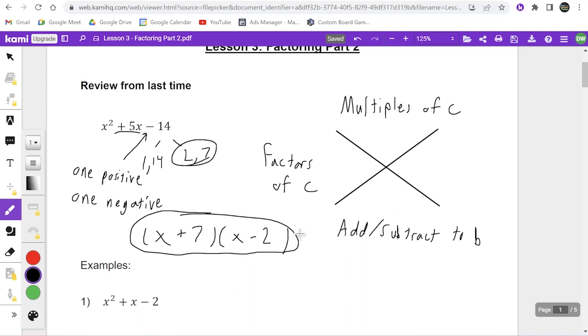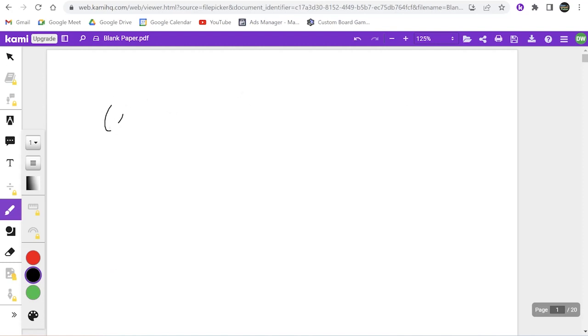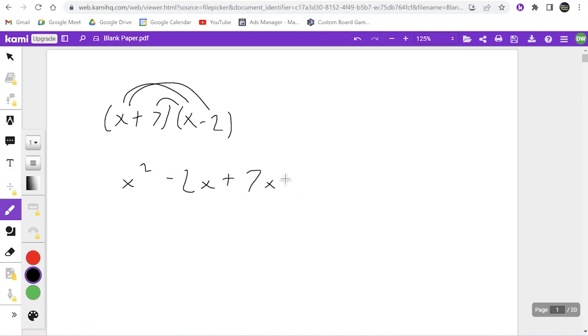And I would also say that you can check your answer by foiling. If you remember what foiling is, this is where you have, for instance, x plus 7 times x minus 2, and then you FOIL, so it'd be x squared for the first, the outer is minus 2x, the inner is plus 7x, and then the 7 times negative 2 is minus 14. And this gets you the same thing, x squared plus 5x minus 14.